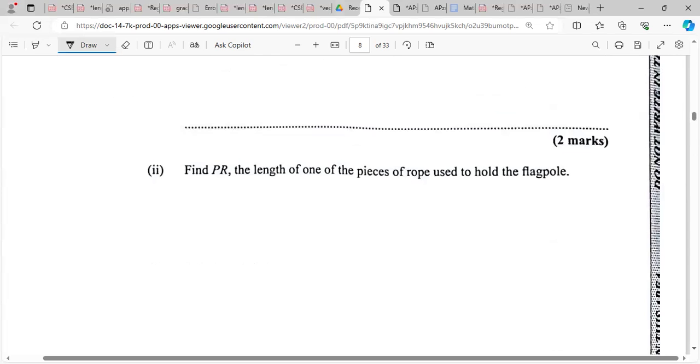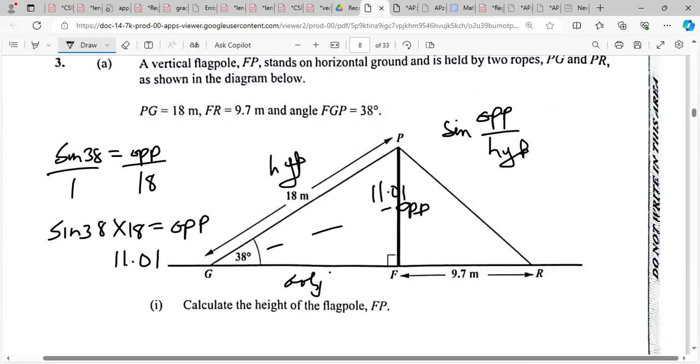It said find PR, the length of one side of the piece of rope used to hold the flagpole. That's our PR. We don't know the angle here, so we can't use this. But because we found this, and we know this already, we could use the Pythagoras theorem. So it would be 11.01, which is, this is the hypotenuse, right? Because of the right angle over here, so that'd be 11.01 squared plus 9.7 squared.